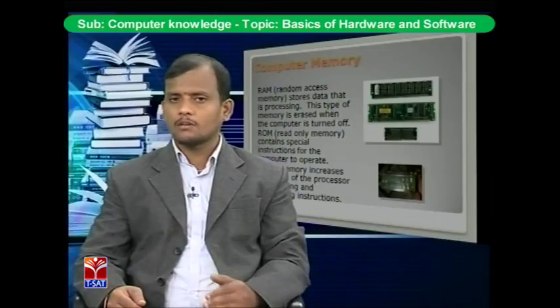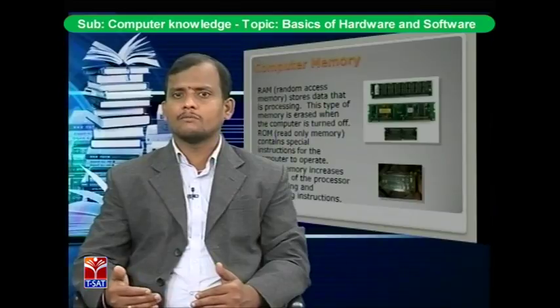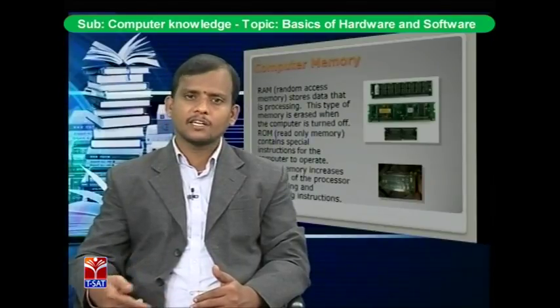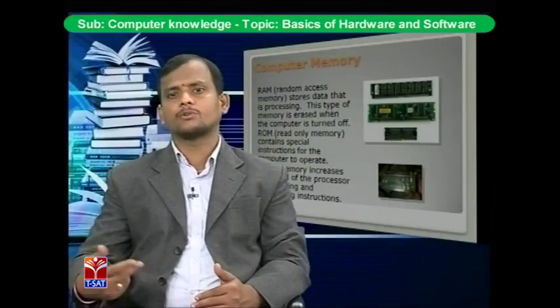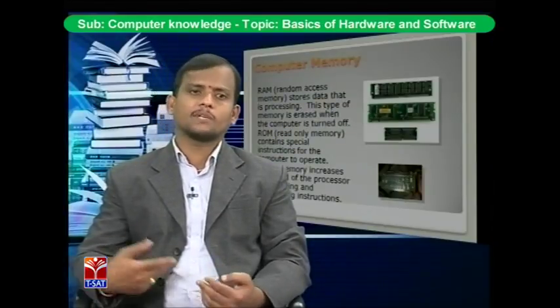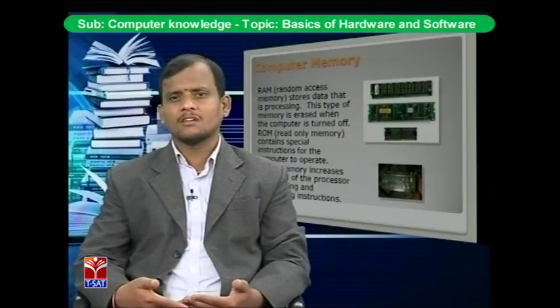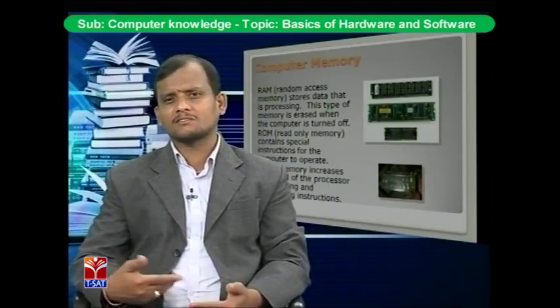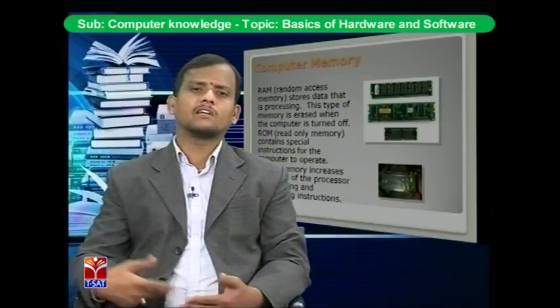Again, cache. Cache memory: when you are repeatedly giving some instructions to the computer, instead of processing it and doing all that stuff, it will get it from the cache. Because you are asking the same thing to the computer again, why go to the processor and all that? Instead, it will get it from the cache.